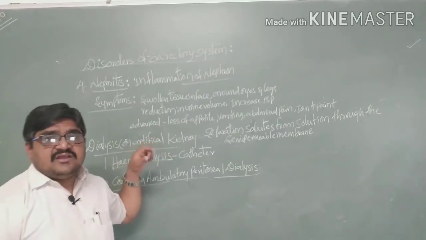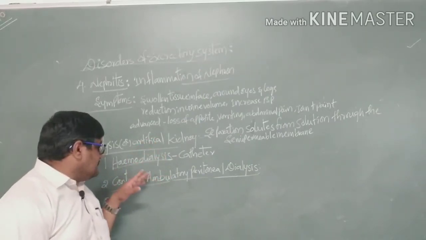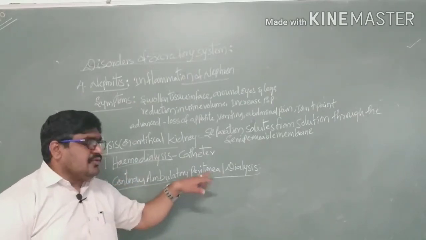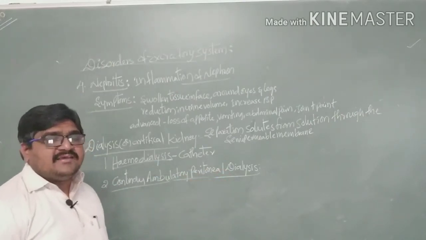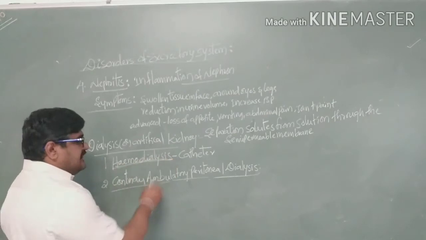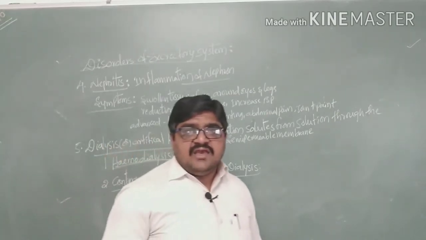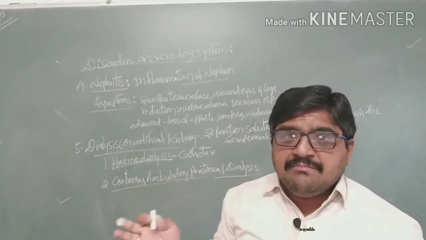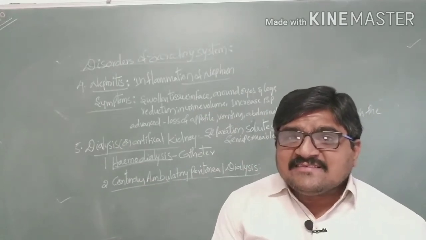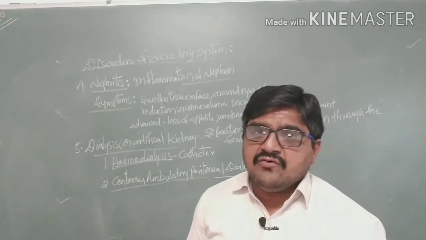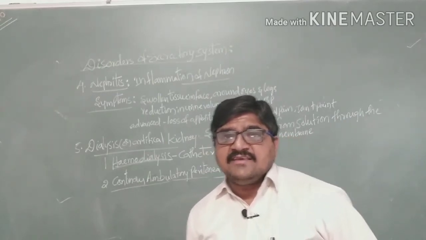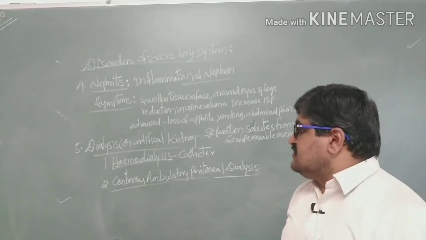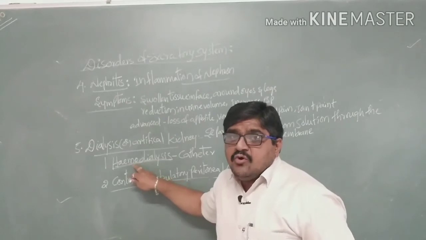Here it takes place by two methods. One is called hemodialysis, and the second is called continuous ambulatory peritoneal dialysis. In hemodialysis, hemo means blood. That means blood is taken out of the body and passed through a solution across a semi-permeable membrane. The excretory products present, such as urea, uric acid, creatinine and hippuric acid, are eliminated from the body. Such a process we call hemodialysis.